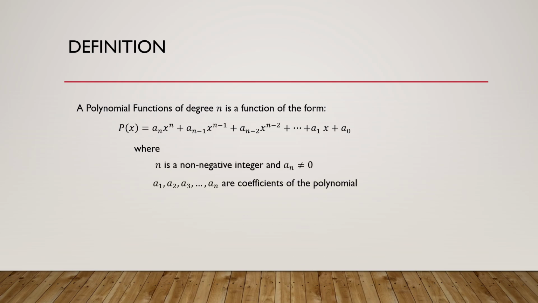a sub 1, a sub 2, a sub 3, and so on up to a sub n are coefficients of the polynomial. a sub 0 is the constant term, a sub n is the leading coefficient, and a sub n times x to the n is the leading term.